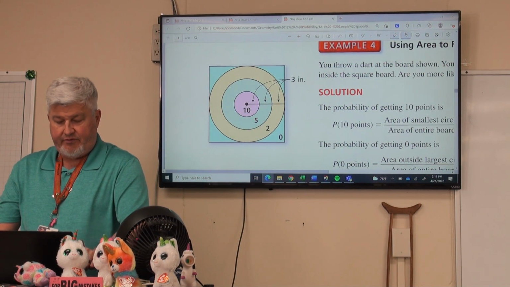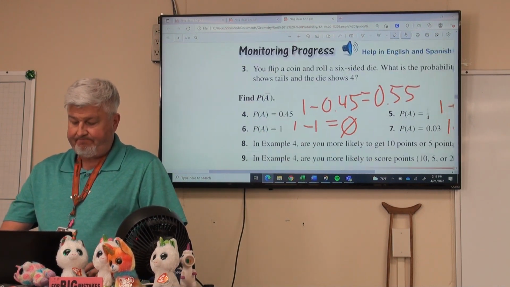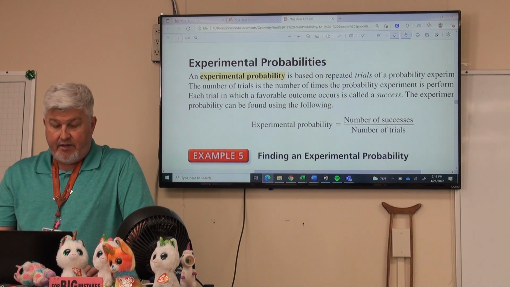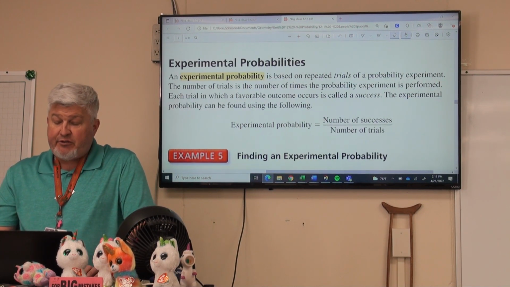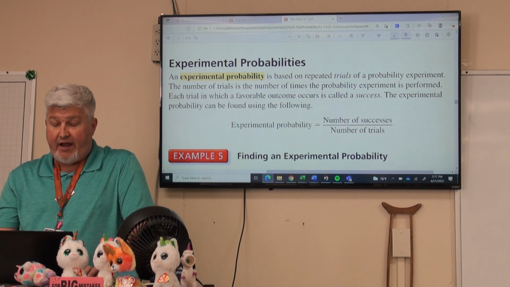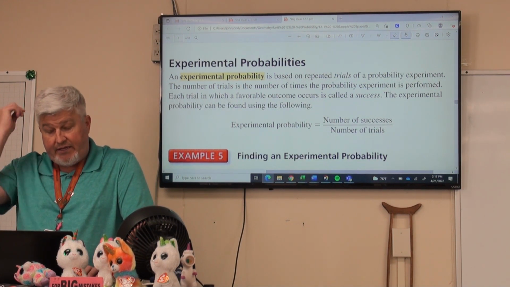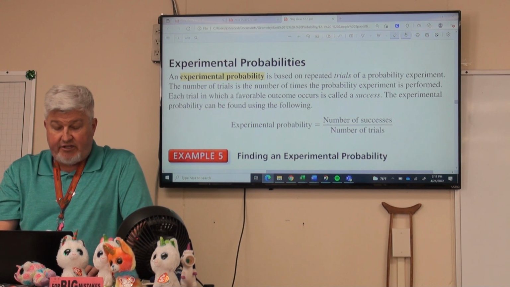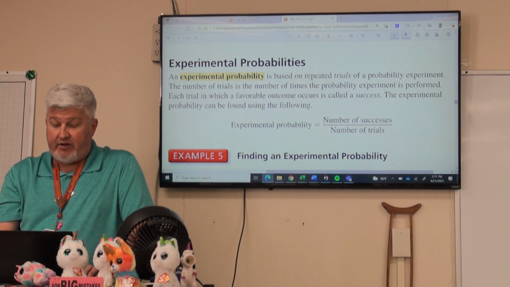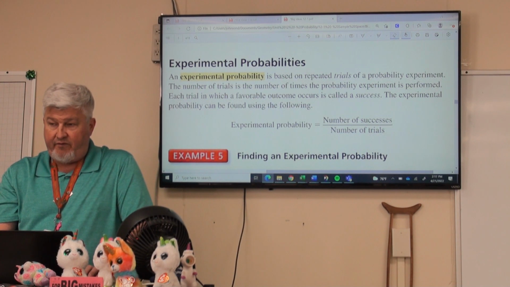All right, let's go to our last section. Experimental probabilities. An experimental probability is based on repeated trials of a probability experiment. The number of trials is the number of times the probability experiment is performed. Each trial in which a favorable outcome occurs is called a success. The experimental probability can be found using this: the number of successes divided by the number of trials.